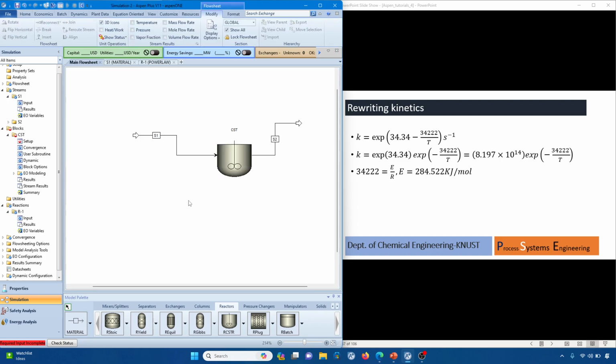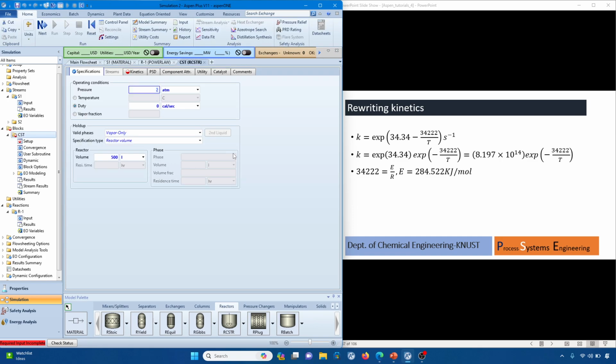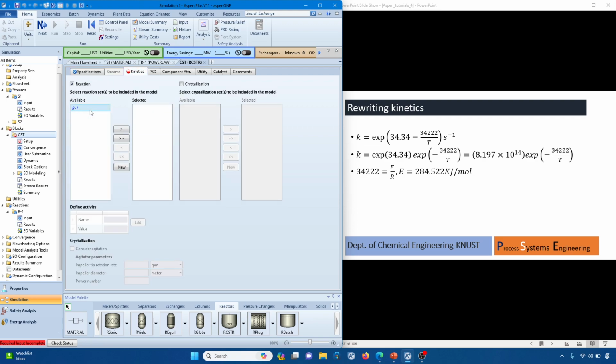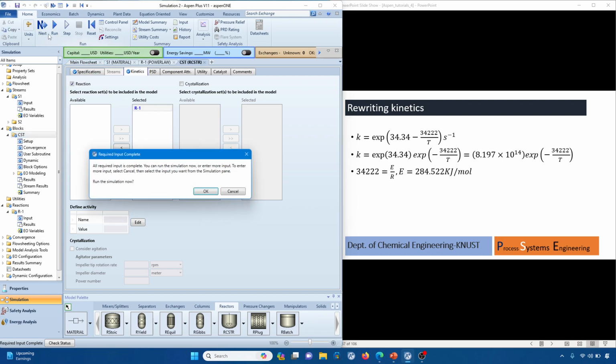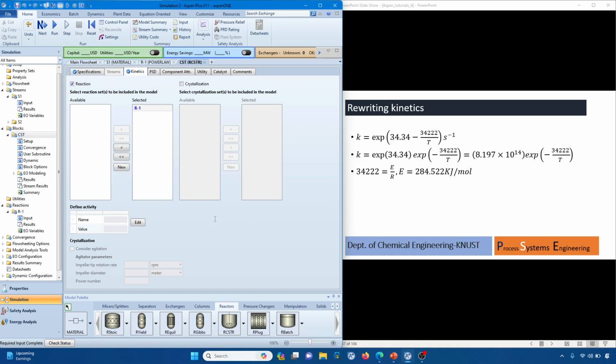We can go back to our reactor and back to the kinetics tab, and that reaction should be available. Like I said, it could have also been created and added here. But this is the general form for any problem to solve. This is the general way of adding reactions in Aspen. So we can just move it from available to selected by clicking on this, and that should complete the specifications for our problem, and then we should be able to run the simulation.